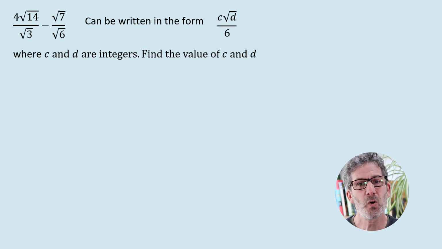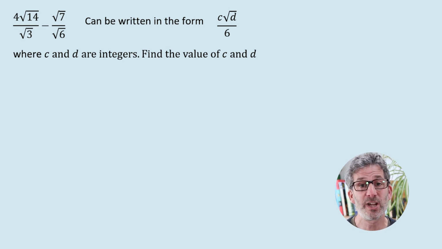So here we're told that 4 root 14 over root 3 minus root 7 over root 6 can be written in the form c root d over 6, where c and d are integers, and then find the value of c and d. So this says when we carry out the calculation, we get an answer, and the examiner is looking for the answer to be in a very specific form, the one that they describe there.